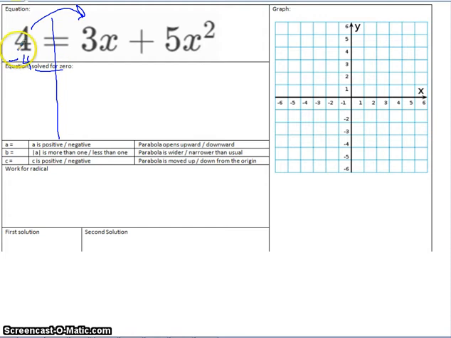And then this negative 4, I can't combine it with this x, and I can't combine it with the x squared, so I just have to put it by itself. So I now have this side solved for 0, 3x, 5x squared, and this is minus 4 when I move it to the other side.